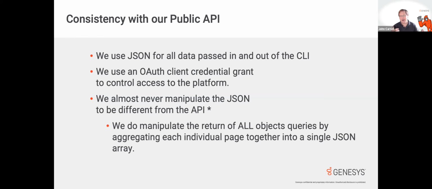Now, that last part, I kind of mentioned this. We never manipulate the JSON to be different from the API. The only place we did that is on our list command, which you'll see shortly. We actually do provide an option to do auto pagination. One of the things about working with our public API that I personally have found always a little bit painful is a lot of times you're going to be pulling back a lot of data, and you have to write all the pagination code if you're going to use our API at the lowest level. With our CLI, we do allow you to pull all that data back at once. And we've got a couple different options when it comes to listing out data.